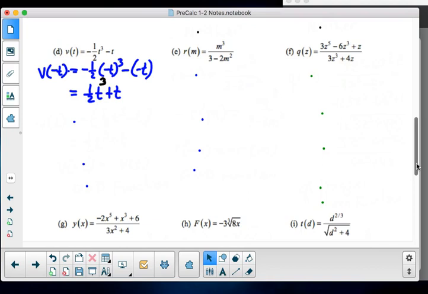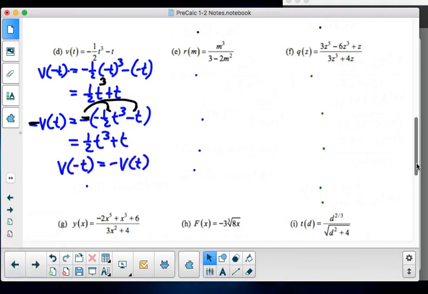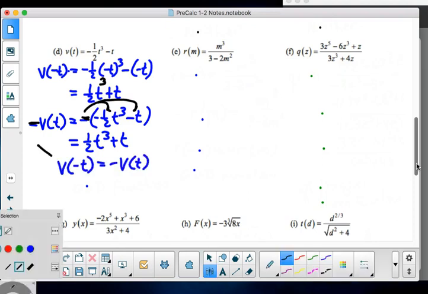My signs change completely. According to an odd function, I'm taking the opposite of everything, and I'm just showing you this is the opposite of everything. I took the opposite of everything, I'm going to distribute through the function, and it's the opposite of the original function. And this is the definition of an odd function right here.